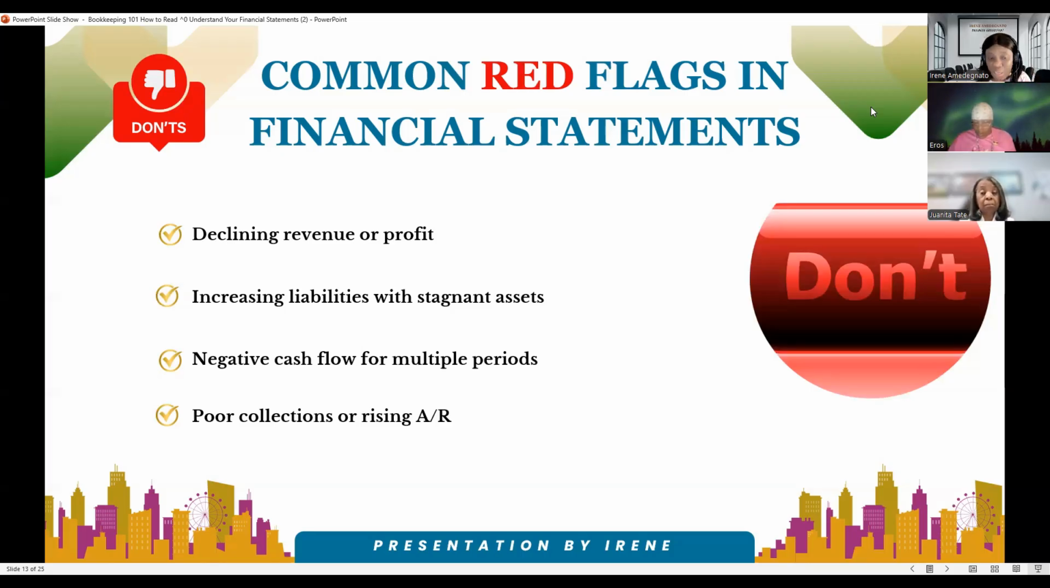The second one is increasing liability. This is my own advice: when you just start a business, don't apply for or take on too many credit cards or loans, because you just started and you are not making money.